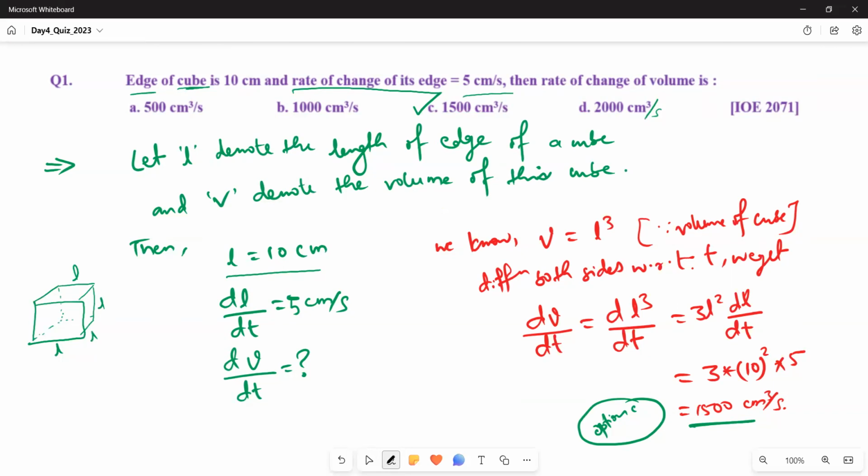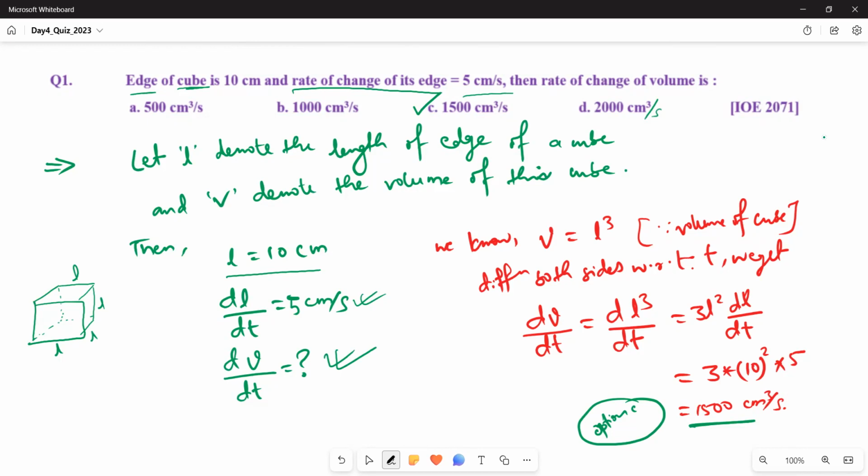So you must think that it's the rate of increase of length, right? Then the rate of change of volume, dv by dt, is what it is asking. So we need to calculate dv by dt. For this, first let's figure out the relationship between volume and length, and then from that we should be able to figure out the value of dv by dt.